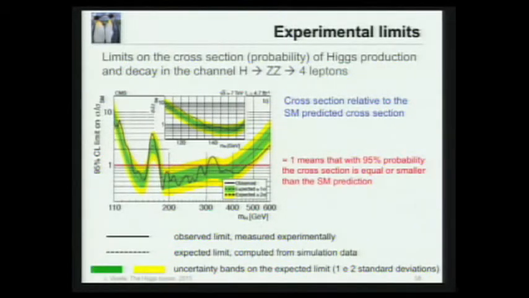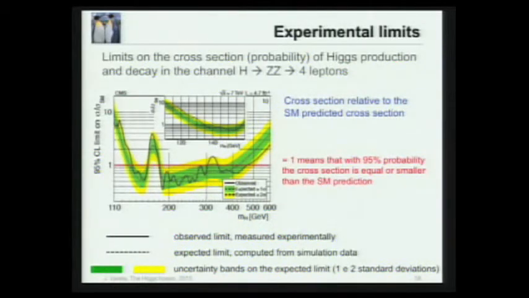So that means that when this line is below the red line, I have excluded the standard model prediction. The probability is already below the prediction. So in these curves, I have always the full line that is the observed limit measured experimentally, and then a dashed line that is the expected limit computed from simulation. And the two things normally should agree if there is nothing. Now here, we observed in 2011 that the expected limit is here, but the observed limit is slightly above.